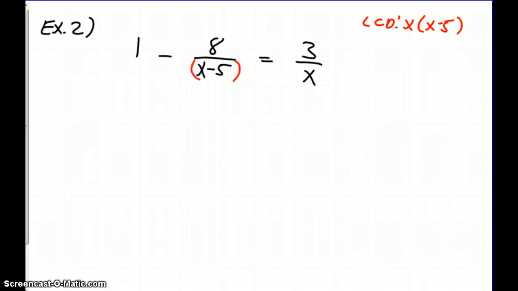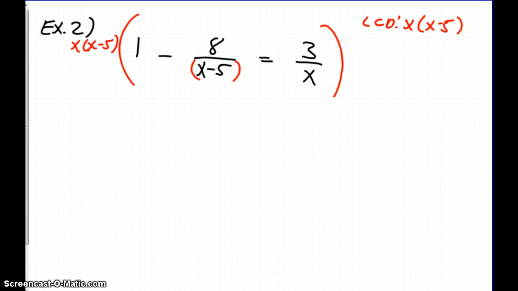So what you're now going to do is take the LCD and multiply everything by the LCD. That's what you're going to see now. I'm going to put parentheses around the whole thing, and I'm going to multiply everything by x quantity x minus 5. Good so far?